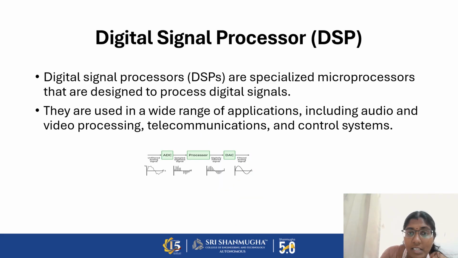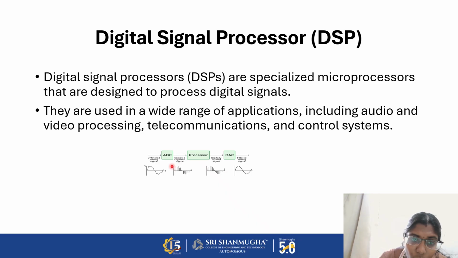And the next one is the digital signal processor. A digital signal processor is a specialized microprocessor that is designed to process digital signals. So if you want to process your digital signals, you can use the embedded processor, the digital signal processor. You can use it in a wide range of applications, including audio, video processing, telecommunications and control systems.